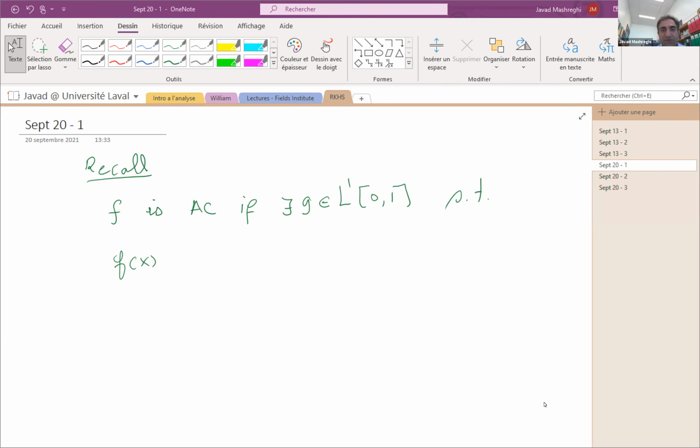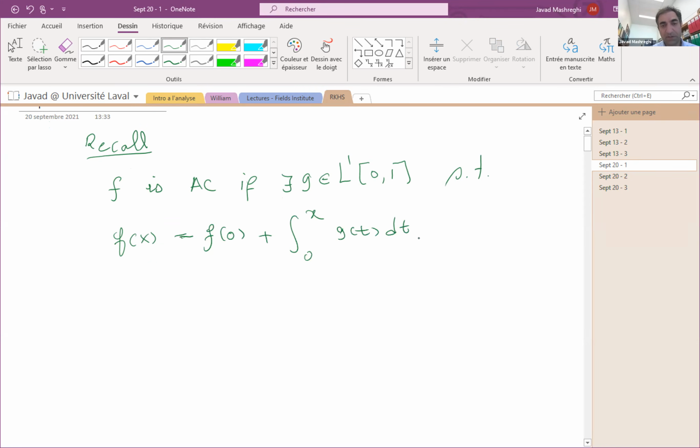We saw the definition of an absolutely continuous function. f is AC if there is an integrable function g such that f(x) can be written as f(0) plus the integral from 0 to x of g(t) dt. And it's more than being continuous. It's a very strong property.